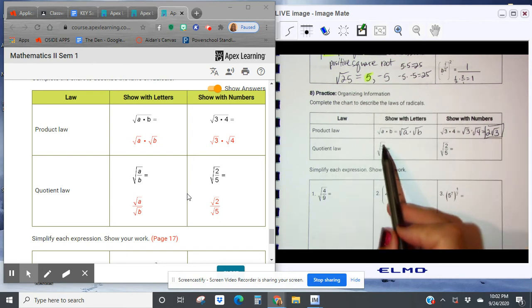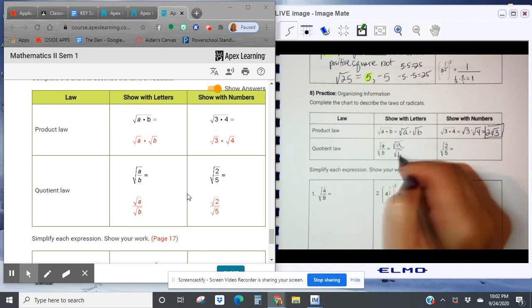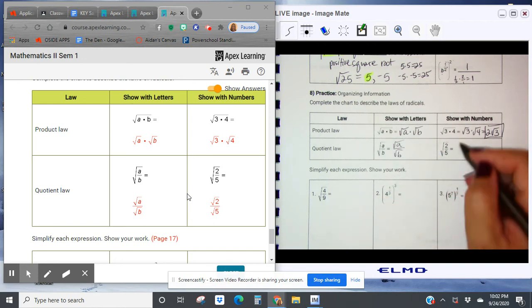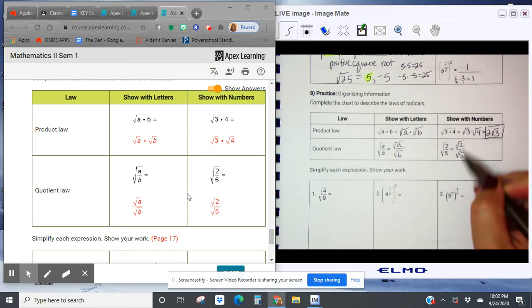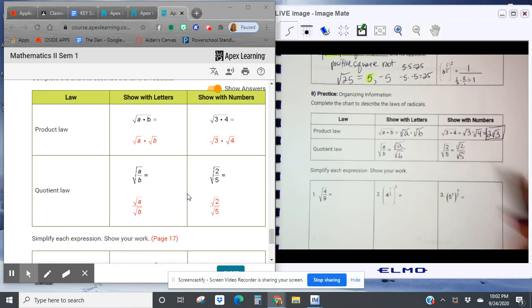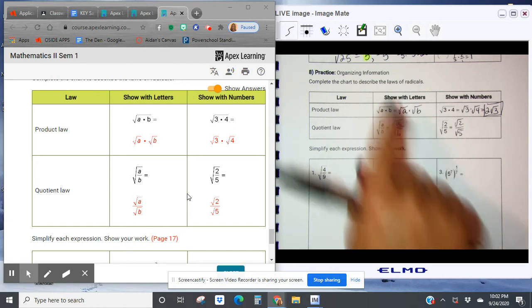Quotient law is being able to divide the numerator and denominator up, square root of a over square root of b. So that makes this over here square root of 2 over square root of 5. Now later we are going to learn something that we have to do here. We do not want to leave a square root in the denominator. This is not fully simplified. We are going to learn how to rationalize that denominator. We'll learn that later.